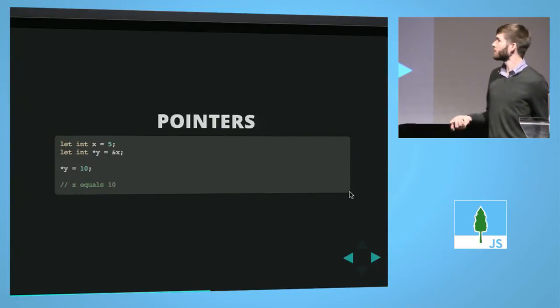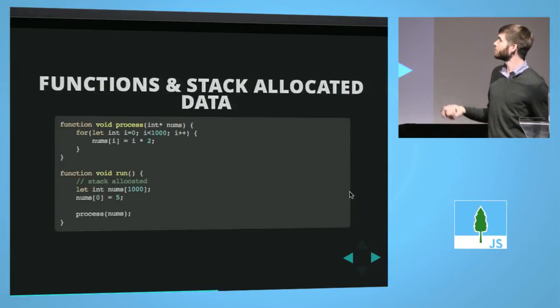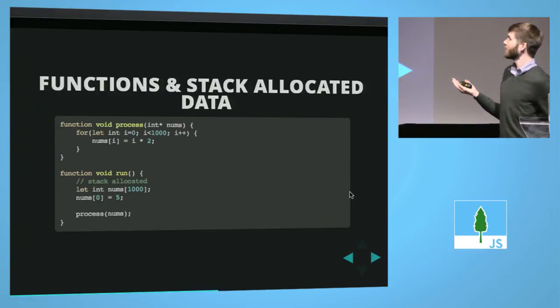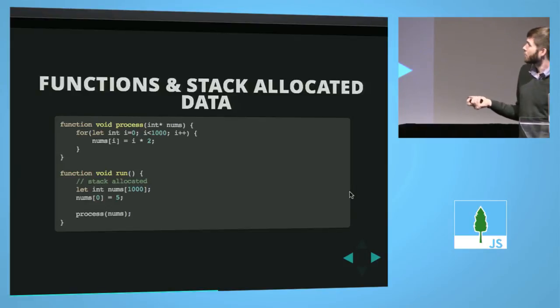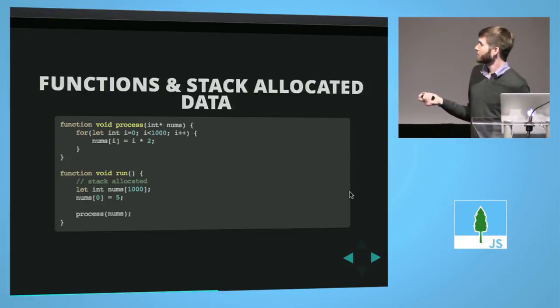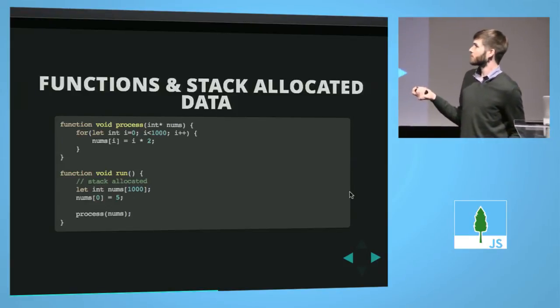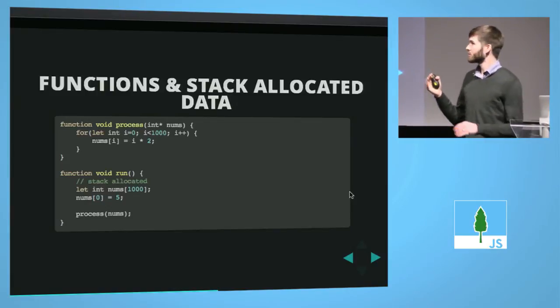I'm not going to go into C, but if you know C, you're familiar with all this. You can have functions, of course. Stack allocated data. So basically, I'm stack allocating an array of ints right here of 1,000. And what's happening here is the compiler is actually taking it.